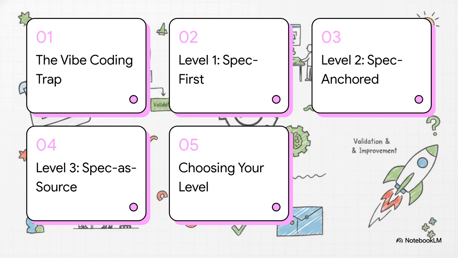We're going to cover 1. The vibe coding trap. 2. Level 1, specs first. 3. Level 2, spec-anchored. 4. Level 3, spec-as-Source. And finally, 5. Choosing your level.